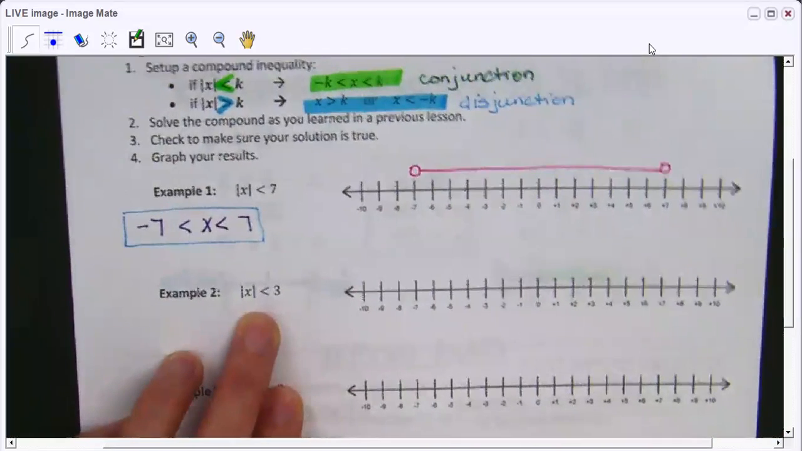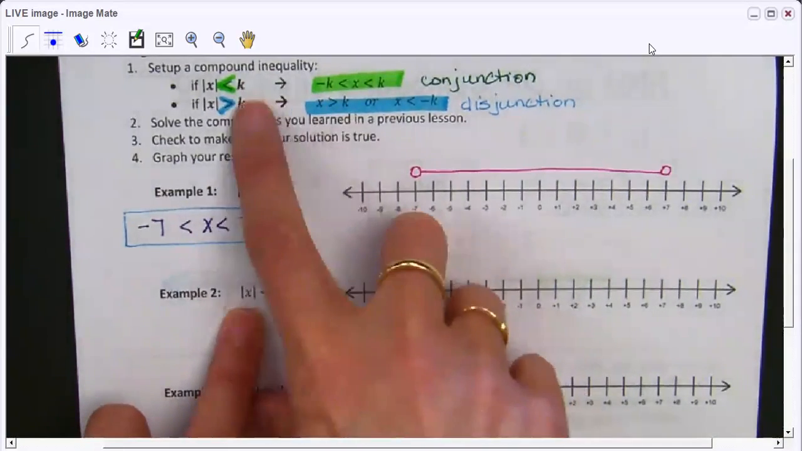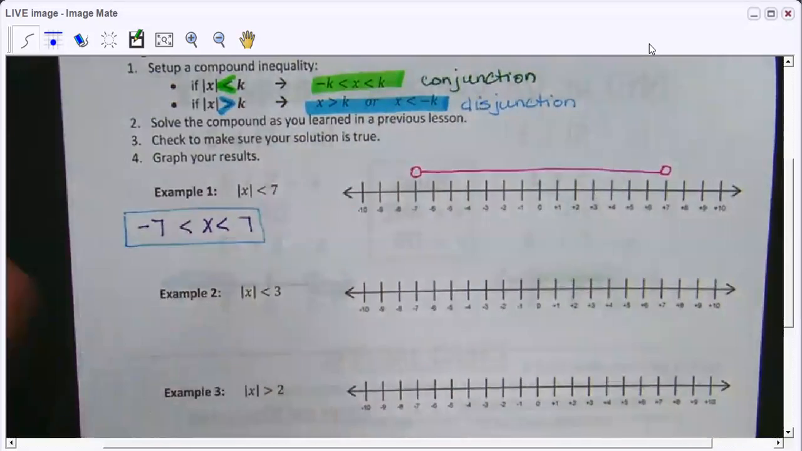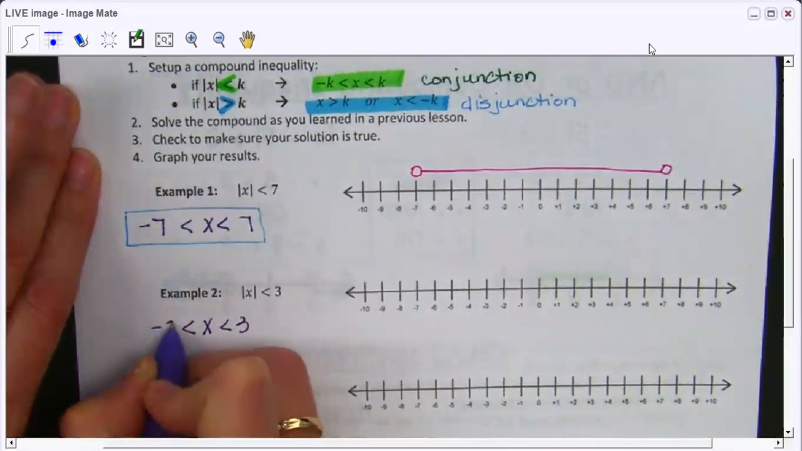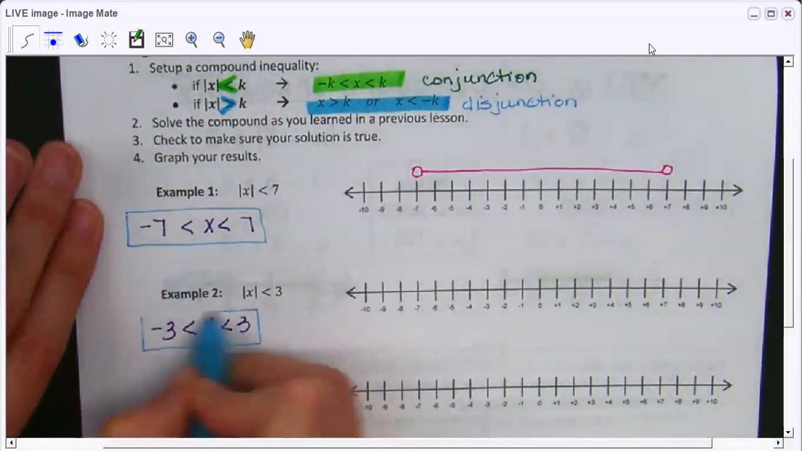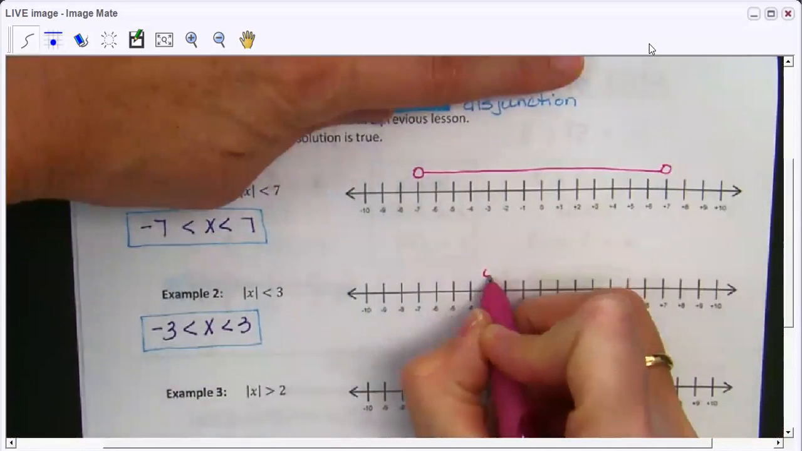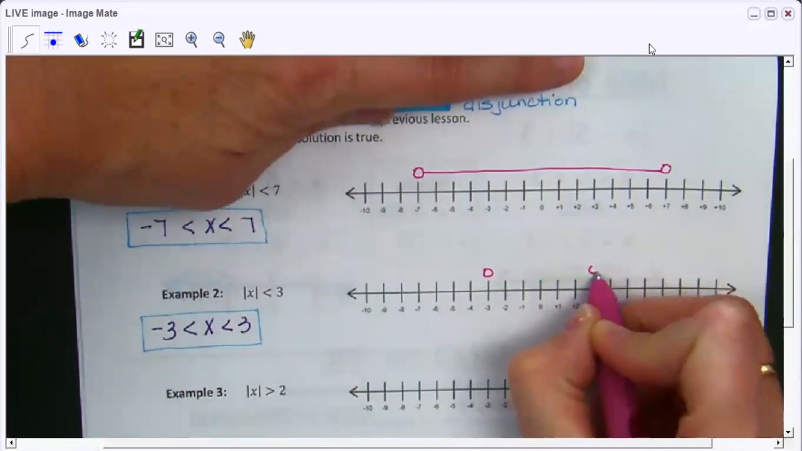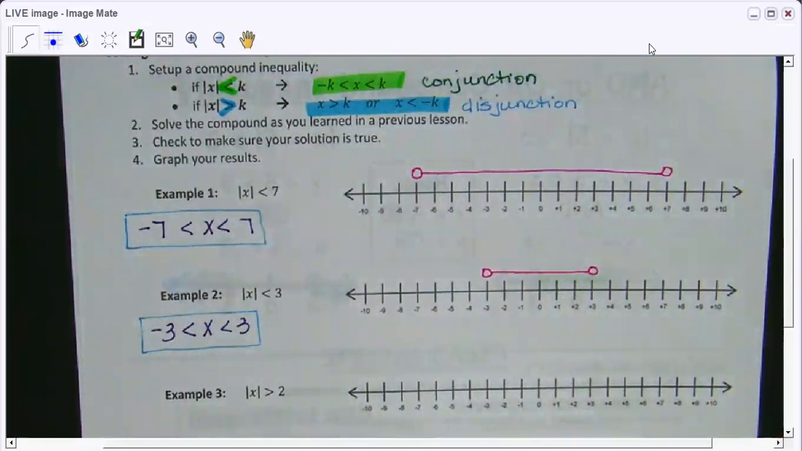All right, number 2 is the same thing that we just did. Our inequality is showing that the absolute value is less than. So because it is less than, according to our notes up here, we can write it as a conjunction. So I have X is less than 3, but it is also greater than -3. And then I will graph that. So we have -3 and 3. Now this graphing should just be a review because we've graphed a lot since the beginning.